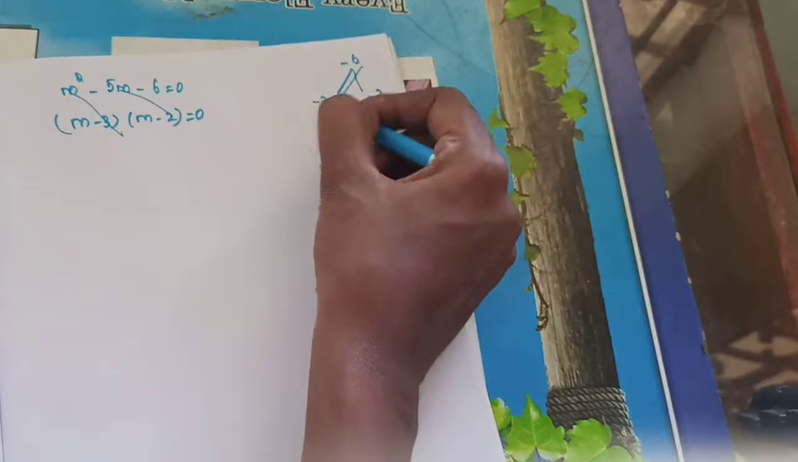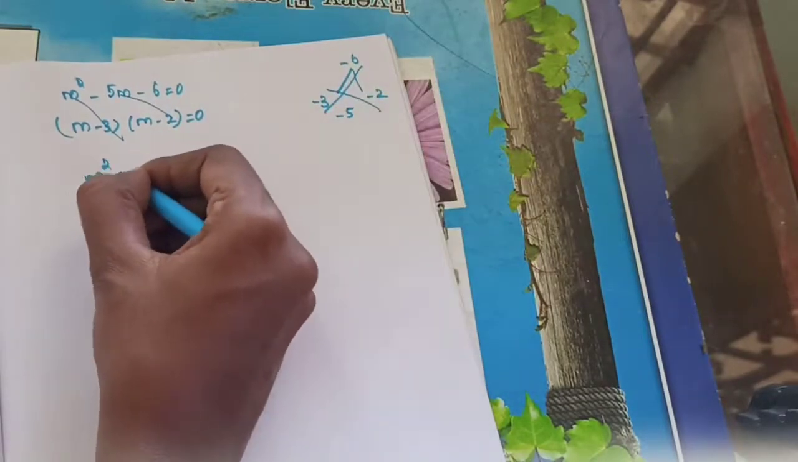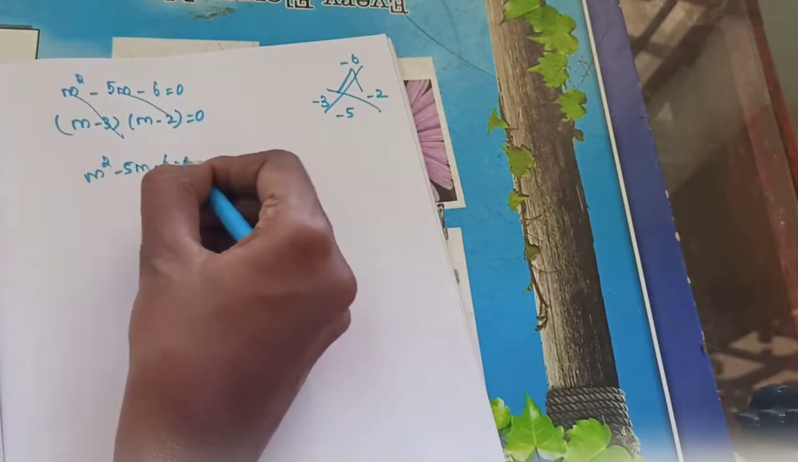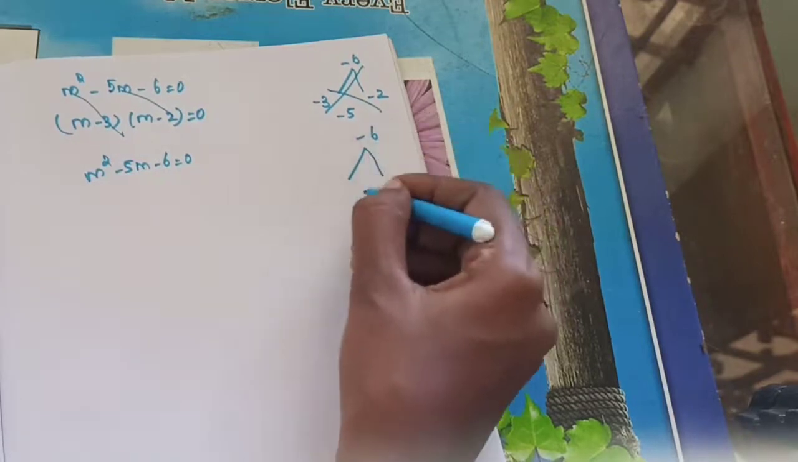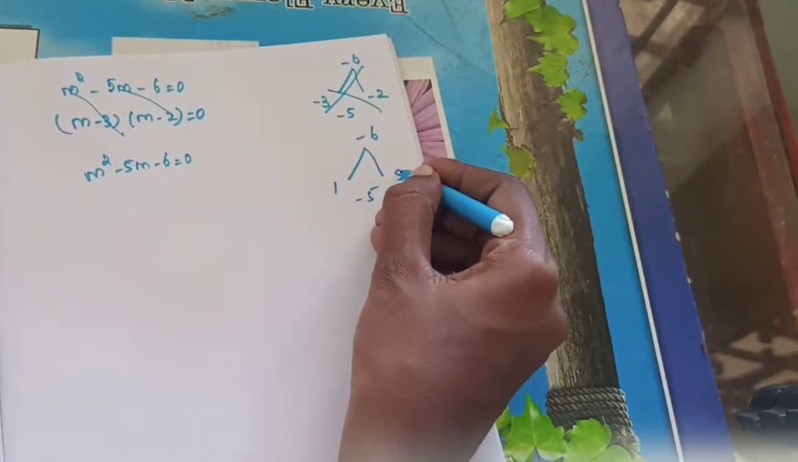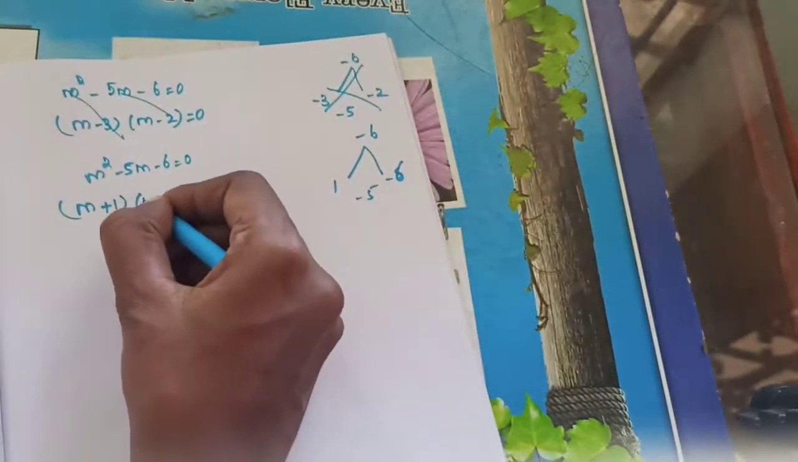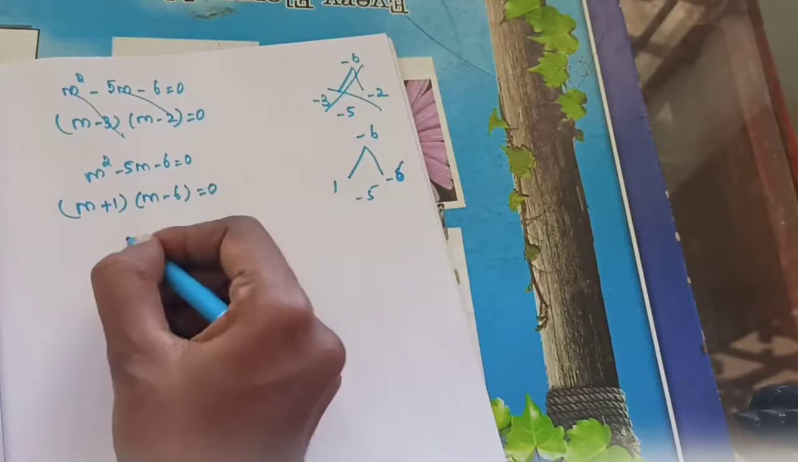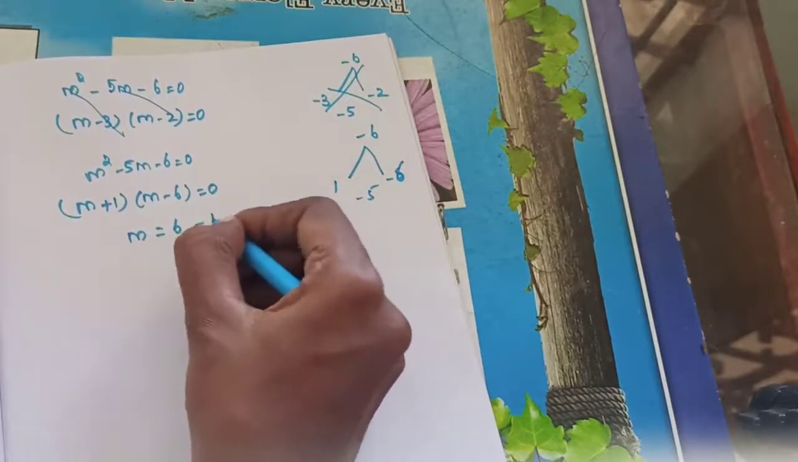Sorry, it is wrong. We can't get it. It is minus, is it right? So minus 1 and 5. Sorry, 1 and 6, minus. Now it's correct. So m plus 1 is one factor, m minus 6 is another factor. So m is equal to 6, minus 1.